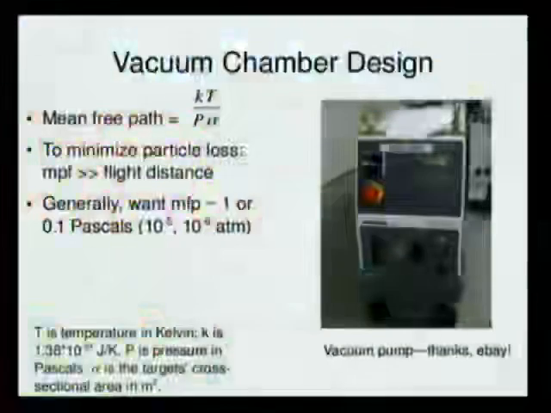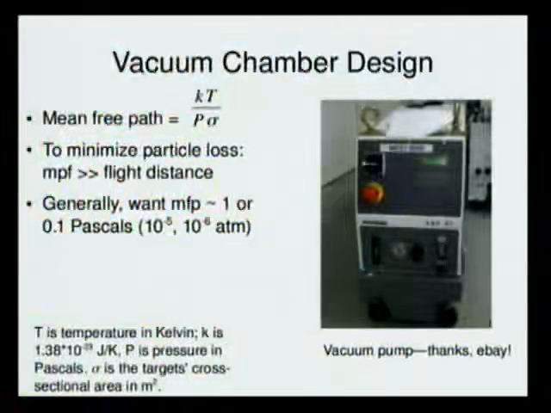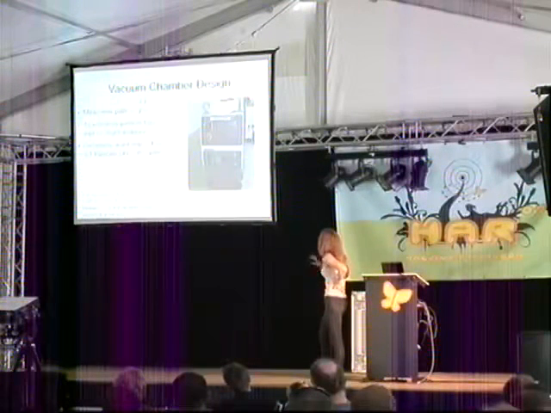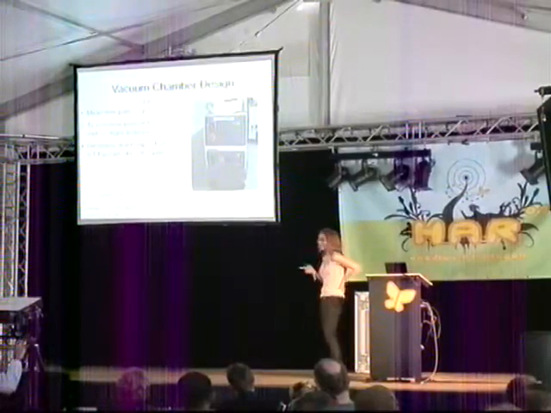Okay, so there's the mean free path equation again. To minimize particle loss, you want your mean free path to be significantly greater than the flight distance, like an order of magnitude, two orders of magnitude would be ideal if you can get it. Though it's tricky to get it because it's expensive to get vacuum pumps that are good enough. So you want your vacuum pressure to be around 1 or 0.1 pascals, which in atmospheres is 10 to the minus 5, 10 to the minus 6.